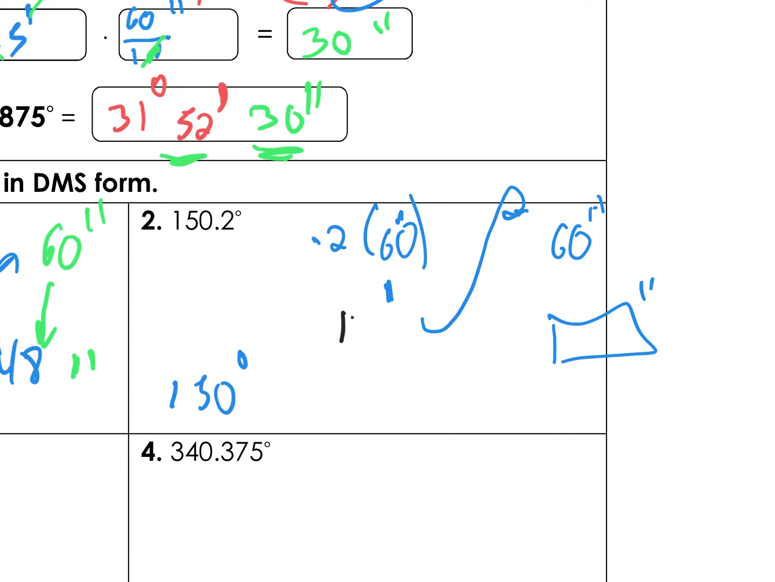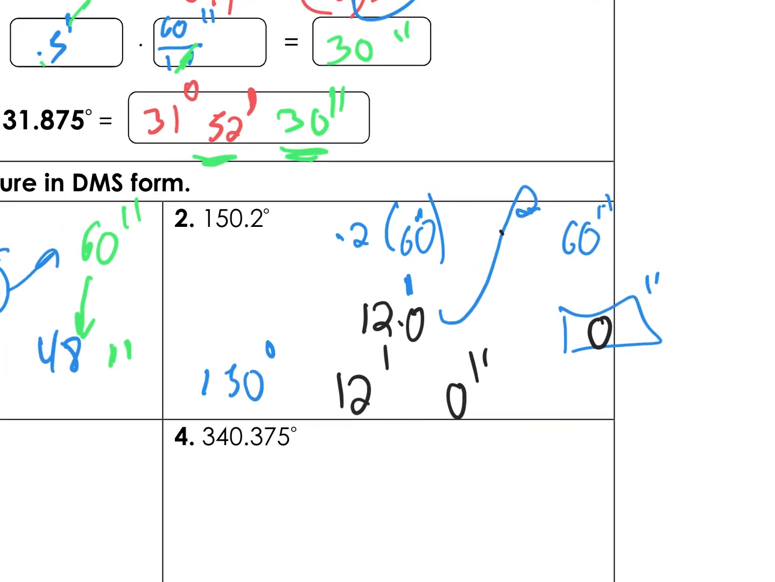That gave me 12 minutes with no remainder. So that implies 0 seconds. 12 minutes, 0 seconds. Hope I'm right.